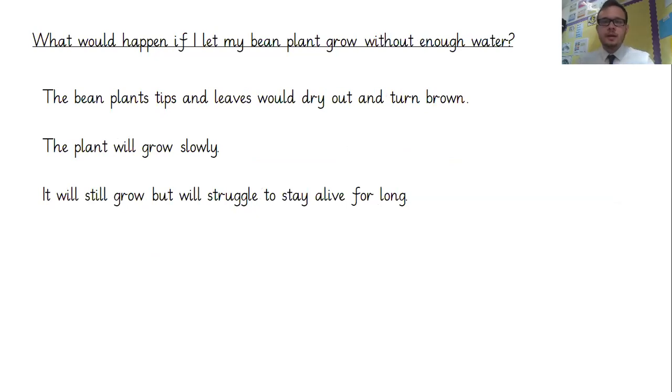So next, what would happen if I let my bean plant grow without enough water? Well, the bean plant tips and leaves will dry out and they turn brown. The plant will grow very slowly and also it would be quite withered, which means that it won't really be able to stand. It would sort of fall down around the jar or the pot that you're growing in. And it would still grow, but struggle to grow, to stay alive for very long. So again, write these down, important for the activity that's coming up later. Pause the video now.